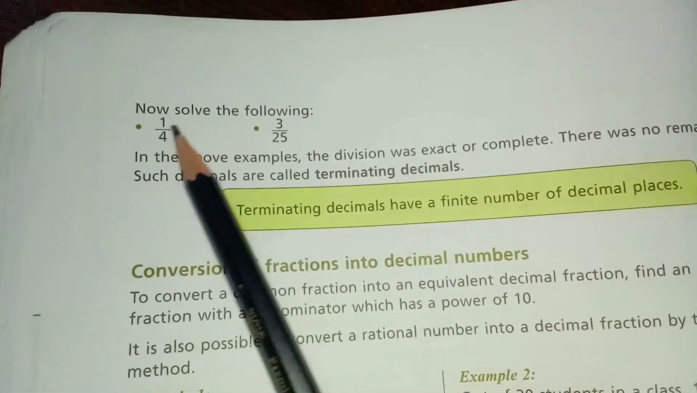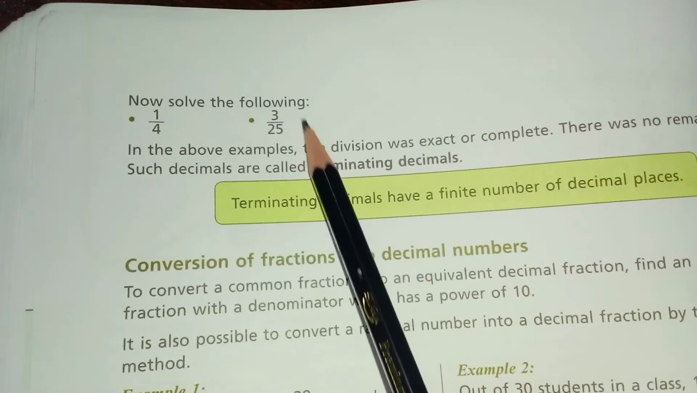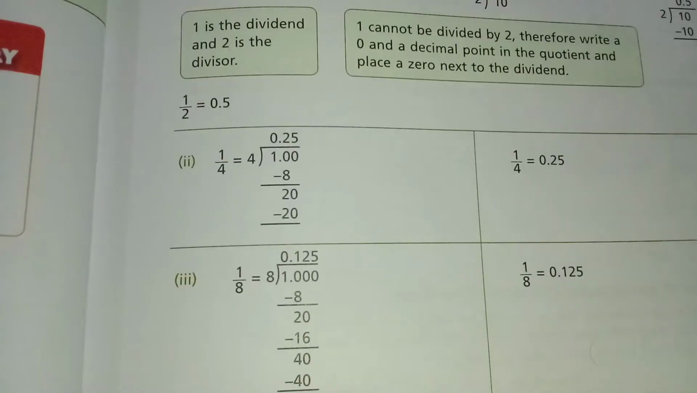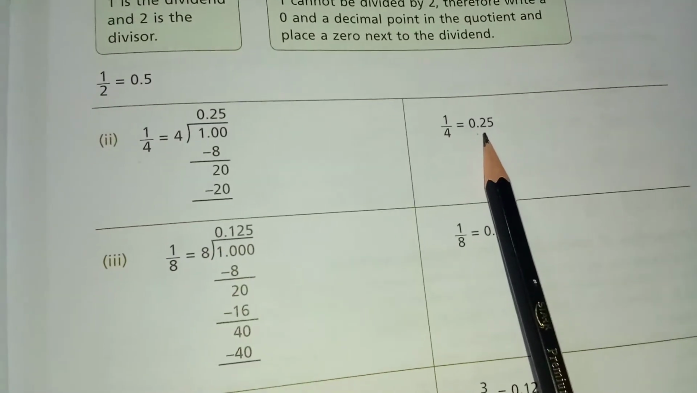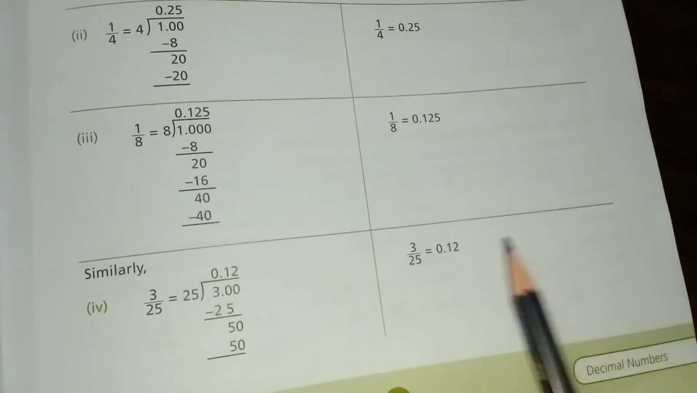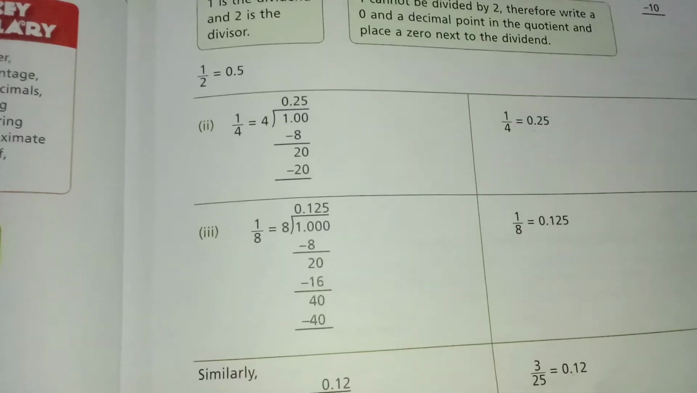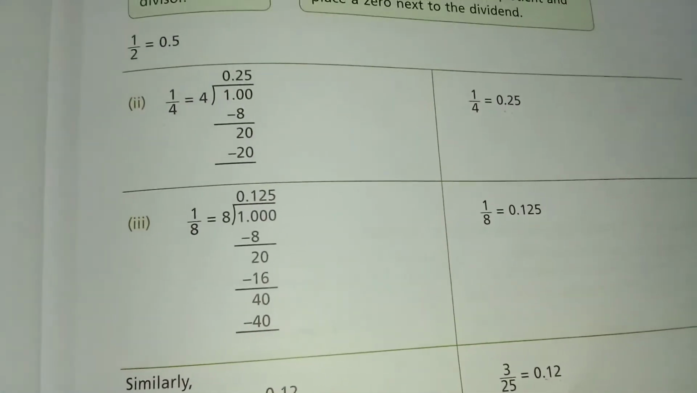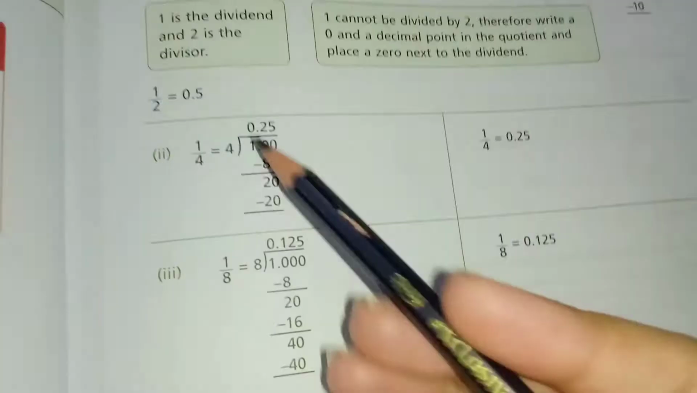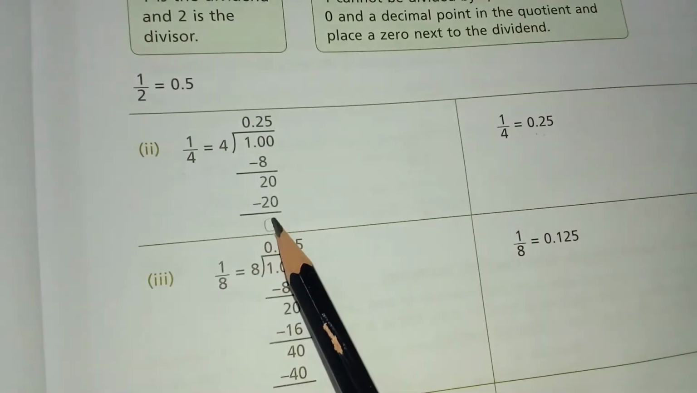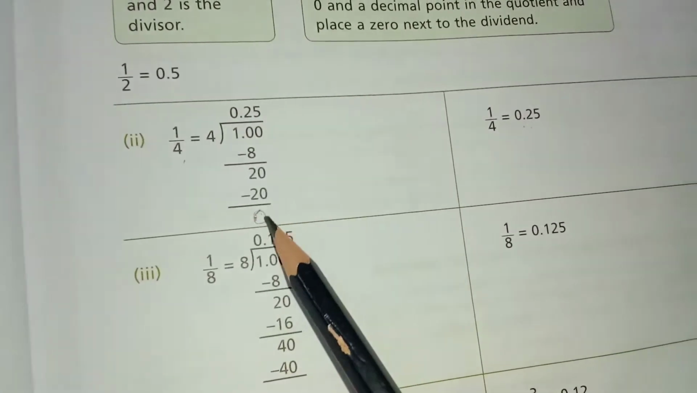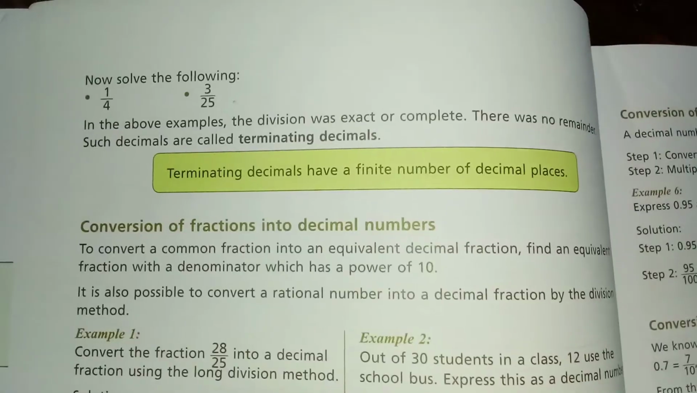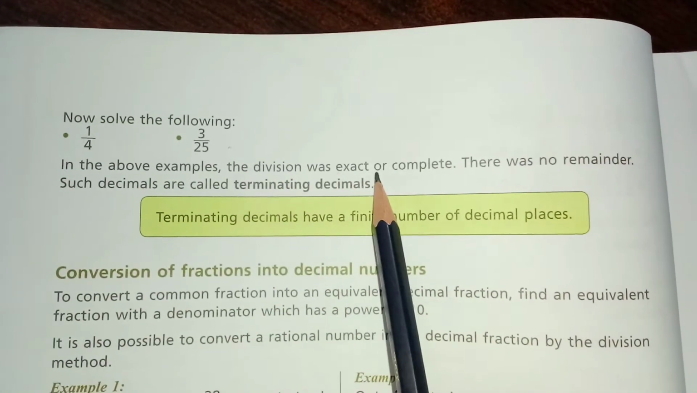Okay students, now solve the following: 1 over 4 and 3 over 25. So by the division method we get the answer: 1 over 4 is equal to 0.25 and 3 over 25 is equal to 0.12. As you see, this is the end of the process. No remainder remains. So this is a 0 remainder. This process has ended. So this is a terminating decimal. The division was exact or complete.